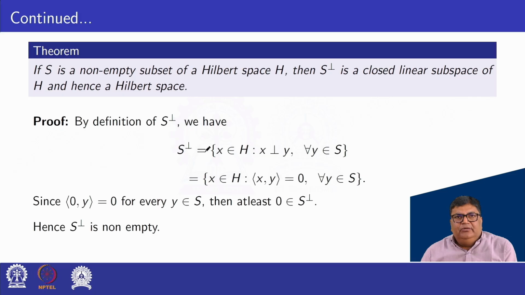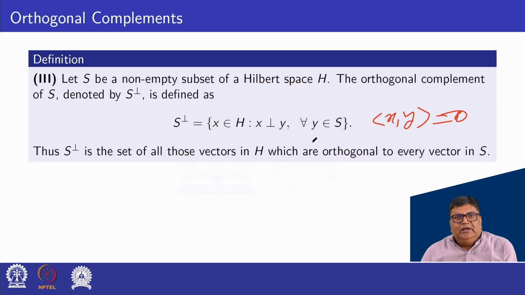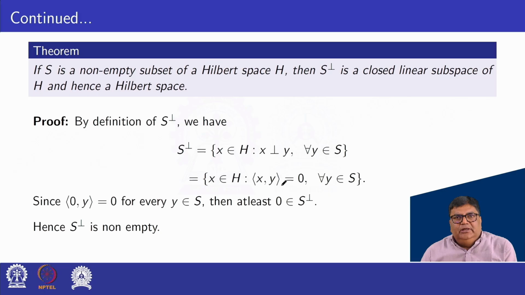S perpendicular equal to x is the element of H such that x perpendicular y for all y belonging to S. Meaning of this, x perpendicular y, that is inner product of x y is equal to 0. Since inner product of 0 y equal to 0 for every y belonging to S, at least 0 is the element of S perpendicular. Hence, S perpendicular is non-empty.